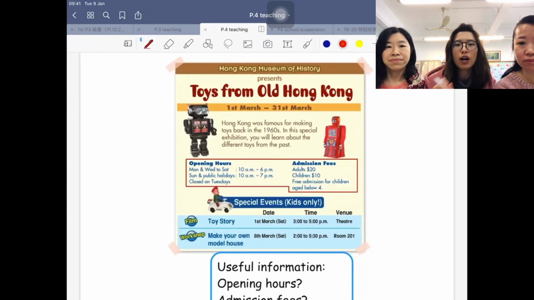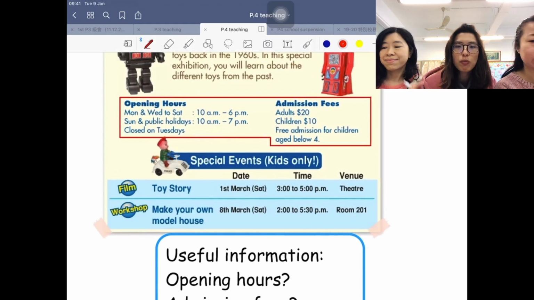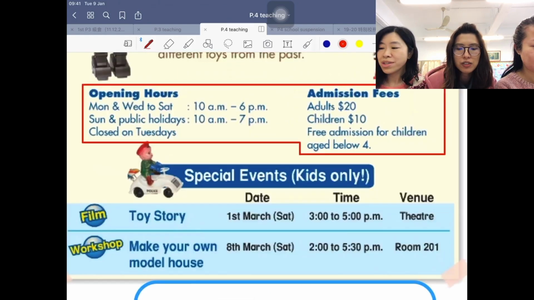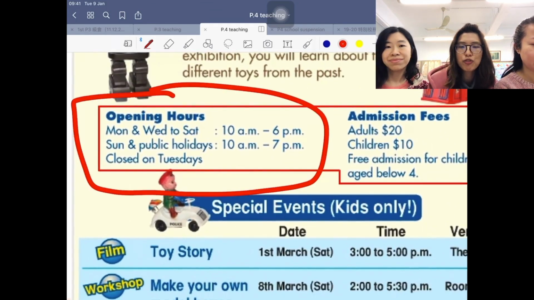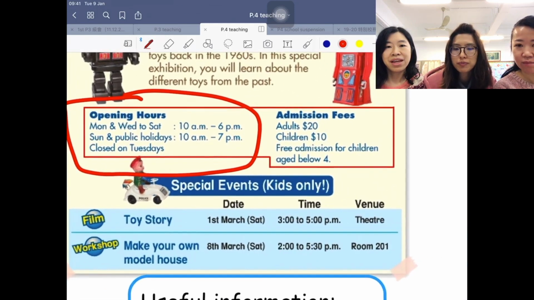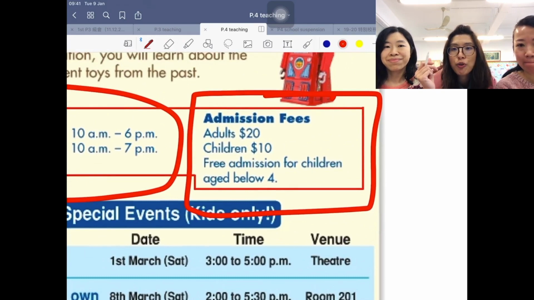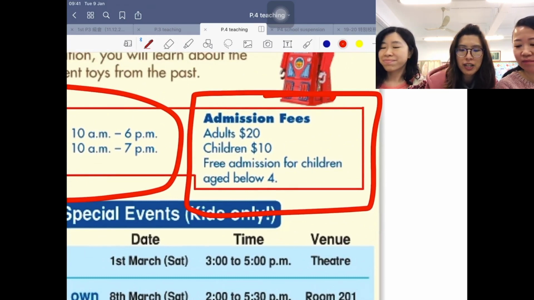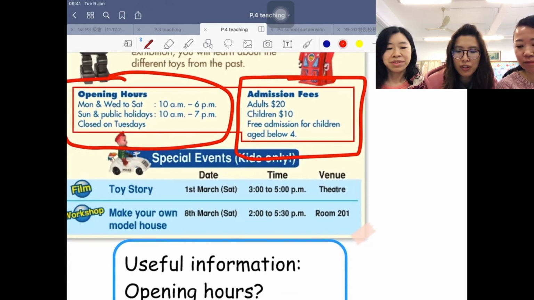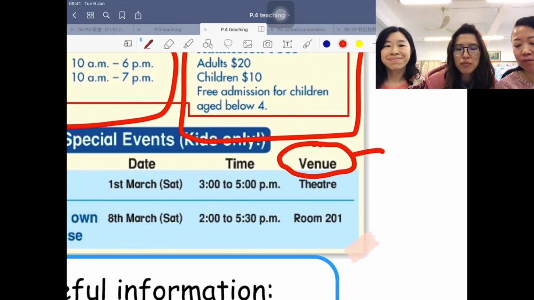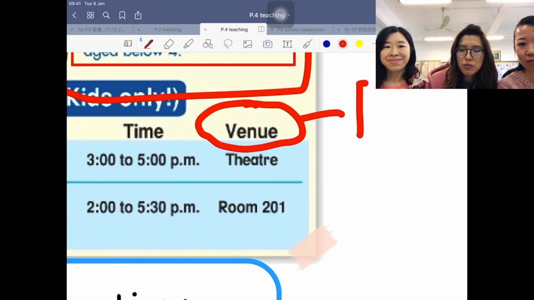So let's move on. What other useful information can we find? We can find the opening hours. Right, this is the opening hours. You have to know what time you can go to this exhibition. And also admission fees. Admission fees means how much you have to pay in order to get in, alright? And I would like you to know one more word as well, maybe you may not know. Venue. Right, venue actually means the place.